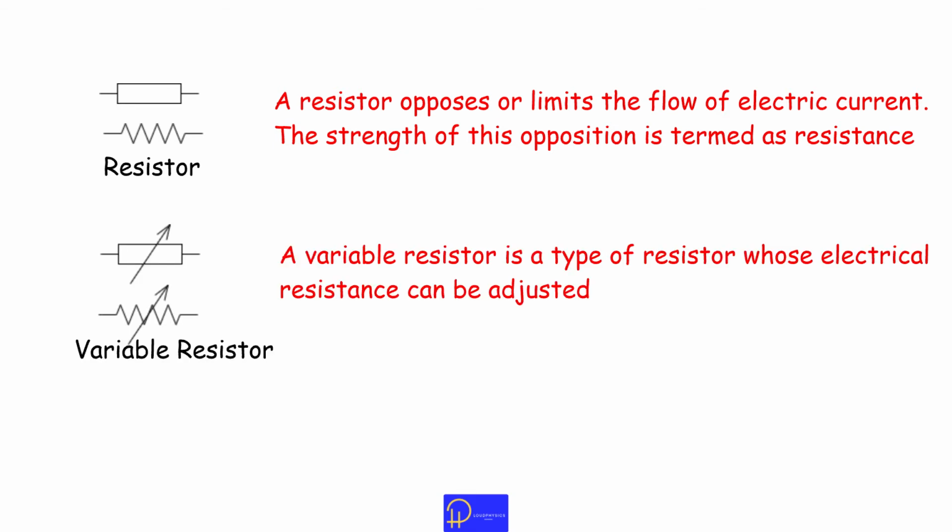A variable resistor is a type of resistor whose electrical resistance can be adjusted. So unlike a normal resistor, a standard one whose resistance is fixed when it is used in a circuit, a variable resistor can have its resistance change over a range. And it also has 2 symbols with an arrow drawn across the symbol of a resistor.